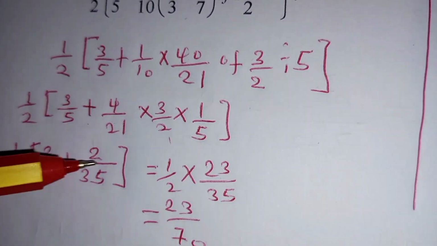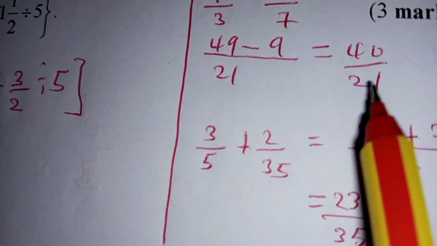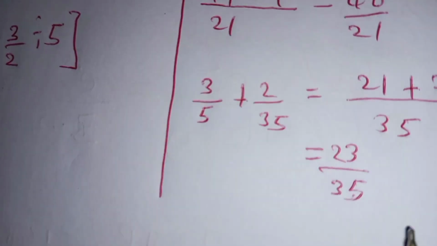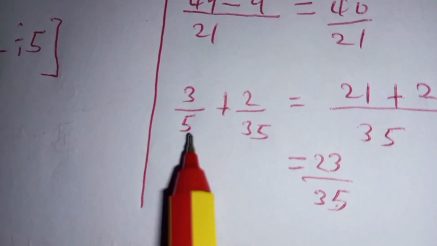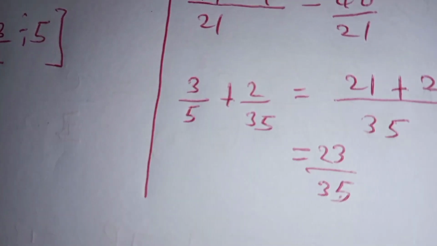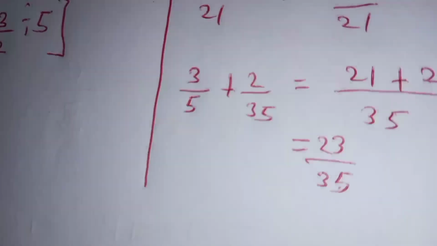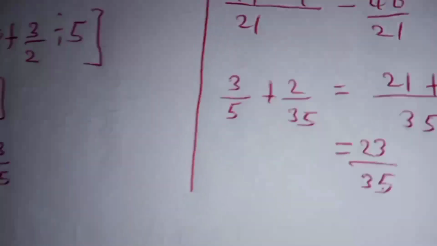3/5 plus 2/5. I have done it here aside for us, whereby now the LCM of 5 and 35 is 35. 35 divided by 5 is 7. 7 times 3 is 21. 35 divided by 35 is 1. 1 times 2 is 2. 21 plus 2 is 23/35.